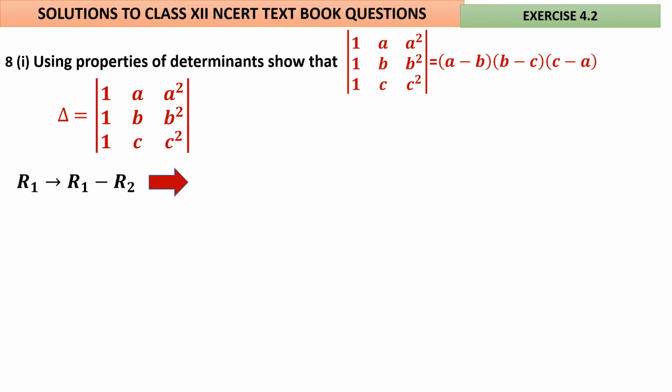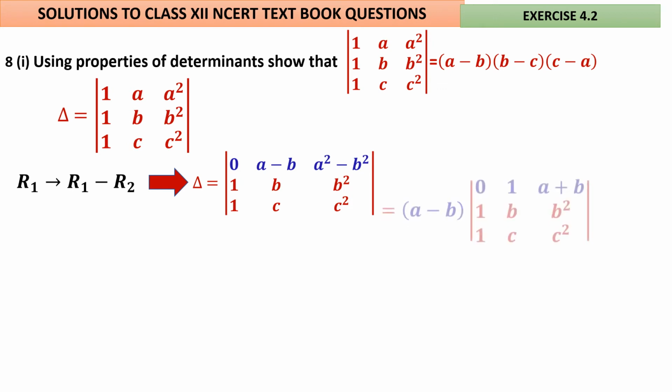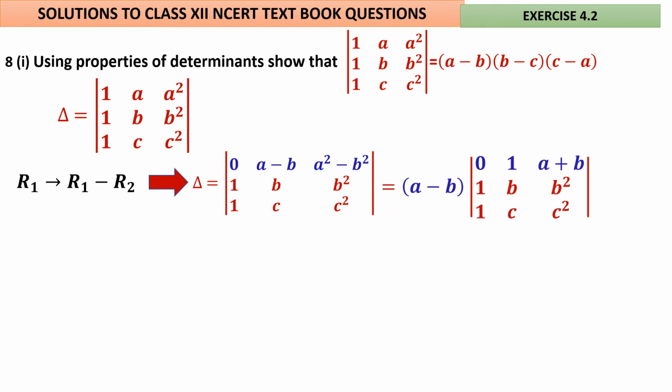Therefore 1 minus 1 is 0, a minus b, and a square minus b square, which can be taken outside from the first row. Now a minus b can be taken outside. a square minus b square is nothing but a plus b into a minus b.